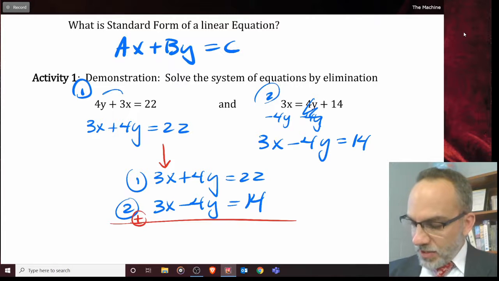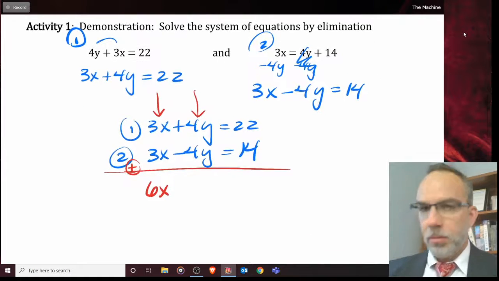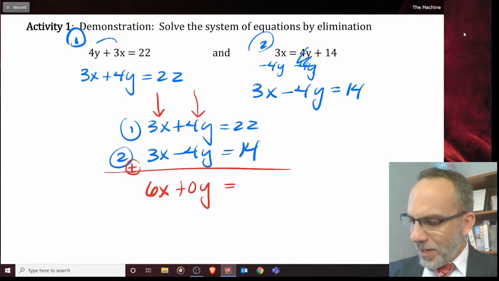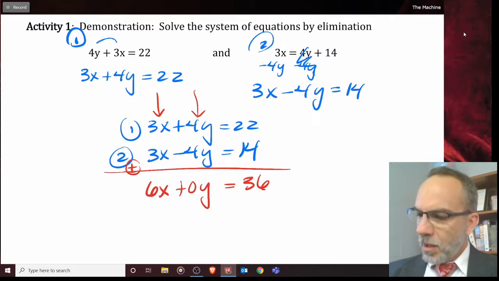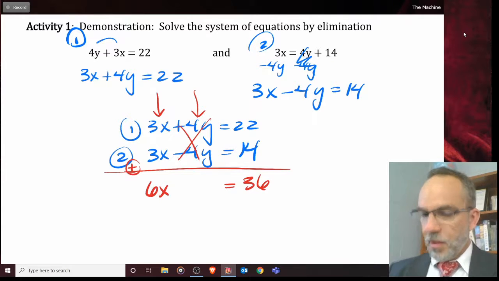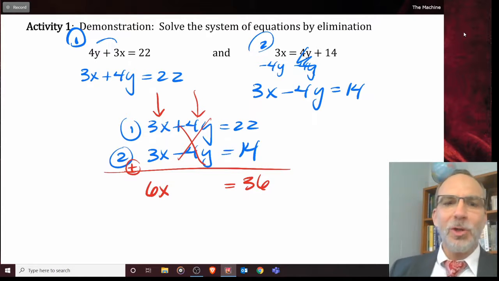What is 3x plus 3x? Well, that would be 6x. Good. Now add up this. What is positive 4y minus 4y? Wow. 0y equals, what's 22 plus 14? That would be 36. You know what? Since I'm going to get 0 y's, I really don't even need that, right? Just erase that off because this cancels. That's the whole point. You're eliminating one of the variable terms. In this case, the y's are being eliminated.